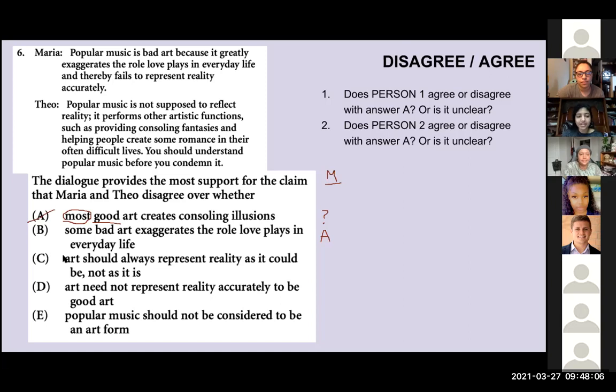Do we know what Maria thinks about art in general, what art should do? Is there a strong word in C? The word "always" is pretty strong, right? Does Maria say anything about art always having to represent reality as it could be, not as it is? Do we know for sure whether she agrees or disagrees with this statement?